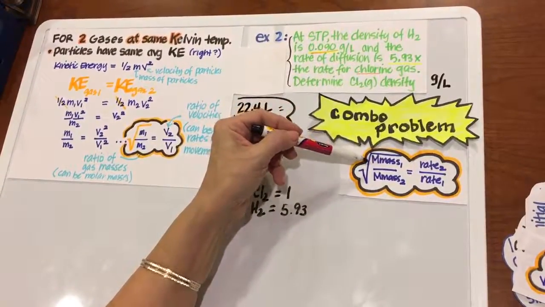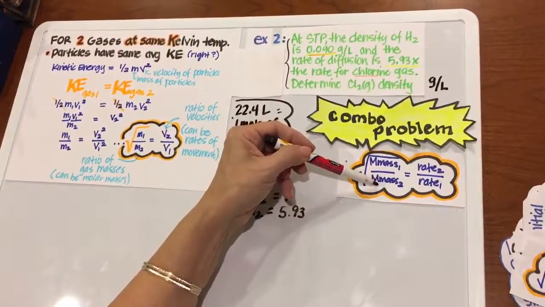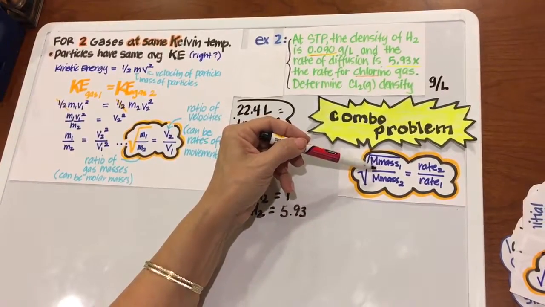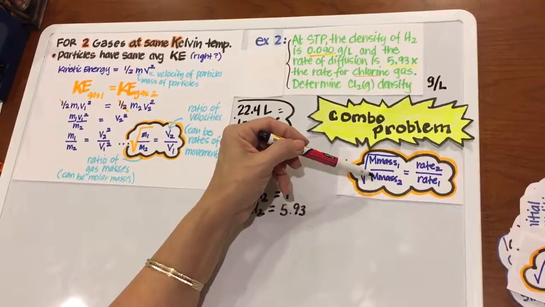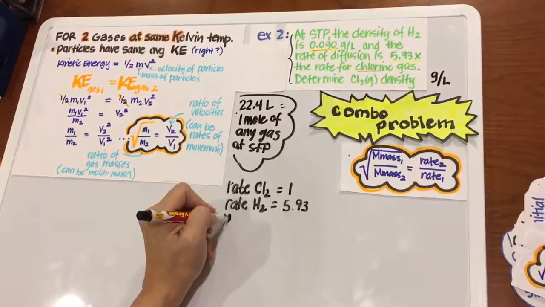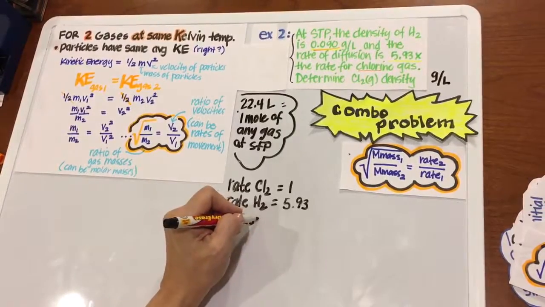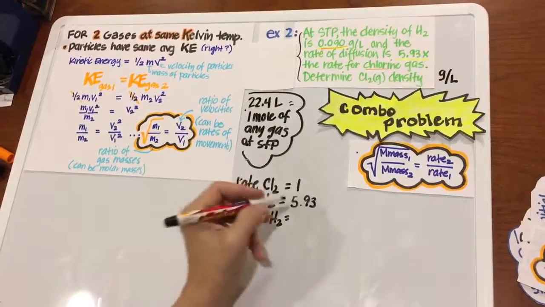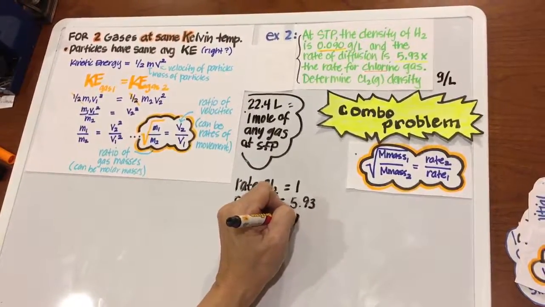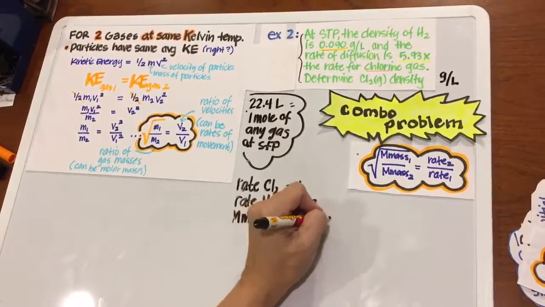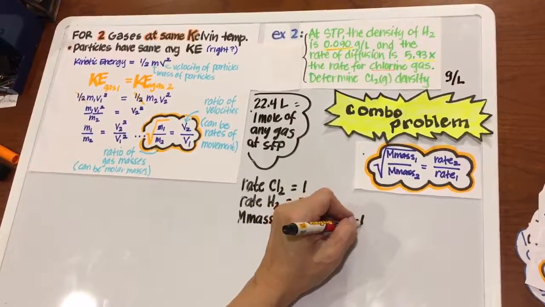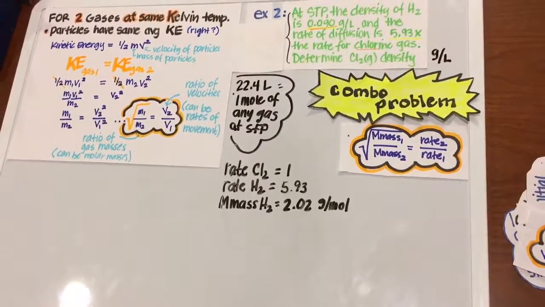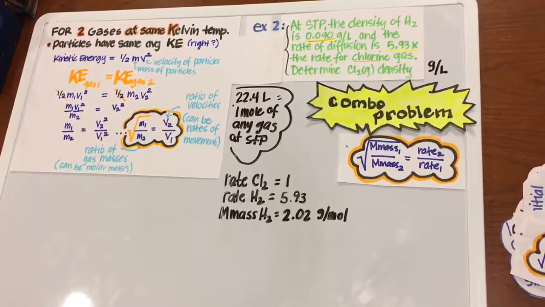Now in Graham's law of diffusion, I will use mass of one over mass of the second, but I can also use molar mass. And it's going to be really easy for me to figure out the molar mass of hydrogen. So what's the molar mass of hydrogen? It's 1.008, and that's times 2. So I'm going to call that 2.02 grams per mole. So I have all the things I need to do. I'm going to fill them in the Graham's law of diffusion equation.